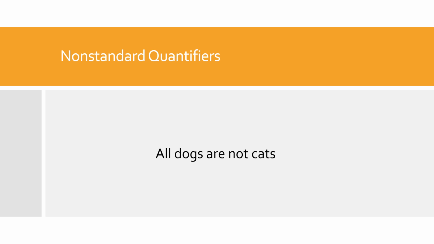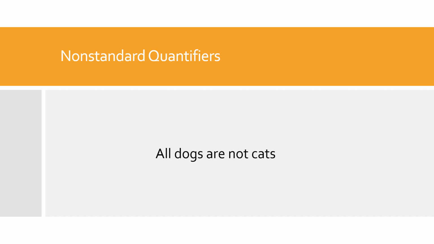Now on the surface, it sure seems like we have everything we want. We have a clear quantifier, all. We have a subject term, dogs, that is itself a category or class of things. We have the copula, are not, and then we have cats, which is also a class or category of things. But of course there's a problem here, and hopefully you recognize it.